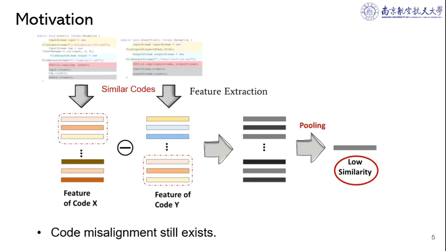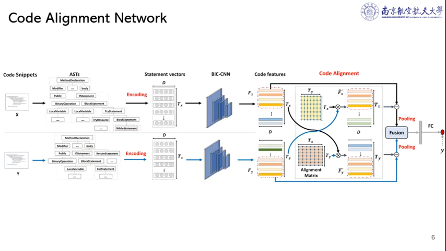Even if we have extracted the features of codes, this issue still exists. The reason is that previous methods usually calculate the ratio of feature representations of two similar codes. However, due to the code misalignment, the ratio of each statement feature always shows low similarity, and the global pooling also keeps the low similarity. This could ultimately lead to poor performance. To address this issue, we present a novel code alignment network to perform code alignment in a data-driven way.